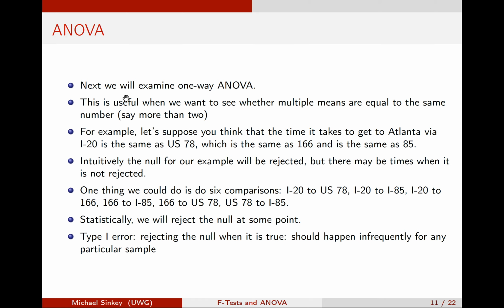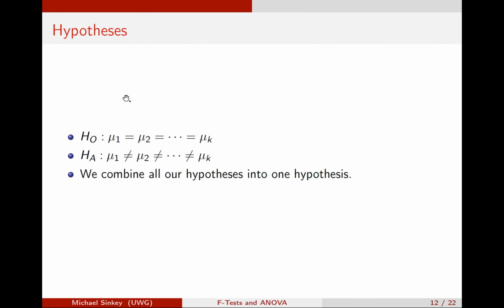So we do what's called ANOVA. The null hypothesis of ANOVA is that the k different populations have the same mean. So the mean of group 1, and you could think of this as taking 20 to Atlanta, is the same as the mean of group 2, taking 85 to Atlanta, which is the same as group 3, 166, group 4, maybe I go through Villa Rica, group 5, going down through Noonan, etc., etc. The null is that they are equal. The alternative is that they're not equal.